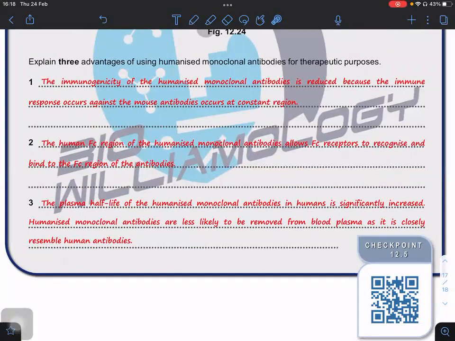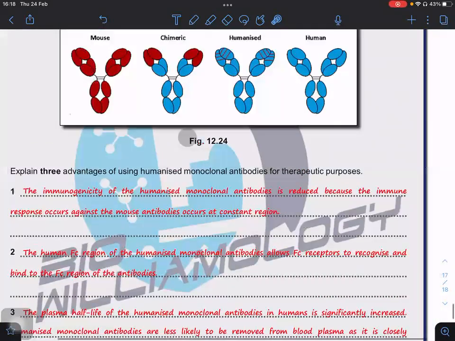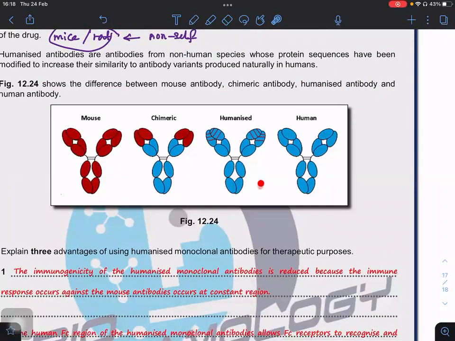Second, the human Fc regions of the humanized monoclonal antibody allow the Fc receptor to recognize and bind the Fc region of the antibody. Can you see that the Fc region of the antibody still remains a human one? If it remains a human one, it means that the Fc regions can be recognized by phagocytes, and then opsonization can take place.